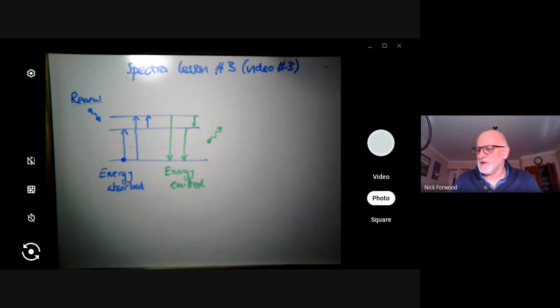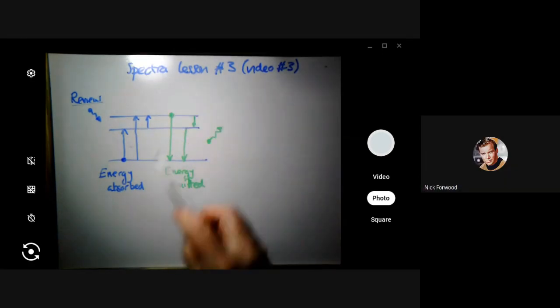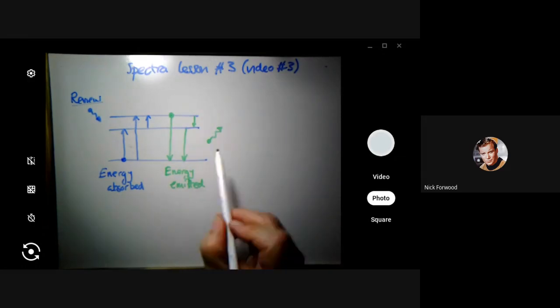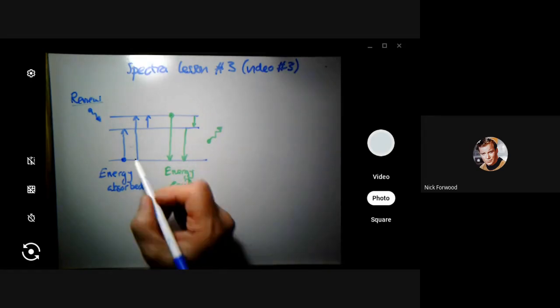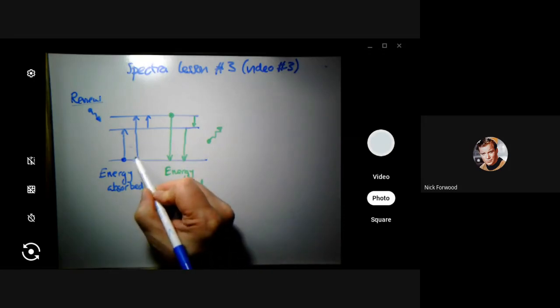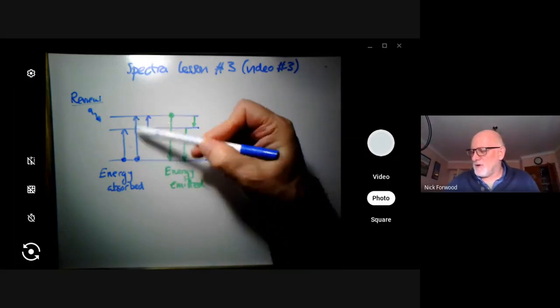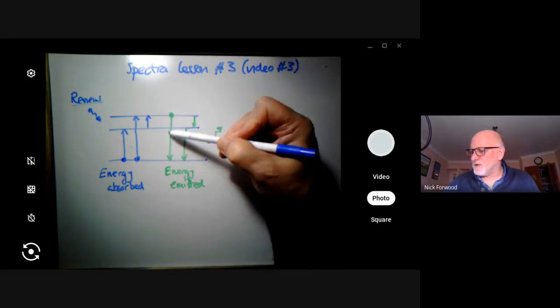Now, the opposite of that process is where an electron is already at some higher energy level. For instance, it's up here. And when the electron jumps back down, then energy is emitted. And this could also be as a photon of light. The energy that is absorbed in this jump going up is exactly the same as the energy emitted when the electron goes down the same jump.